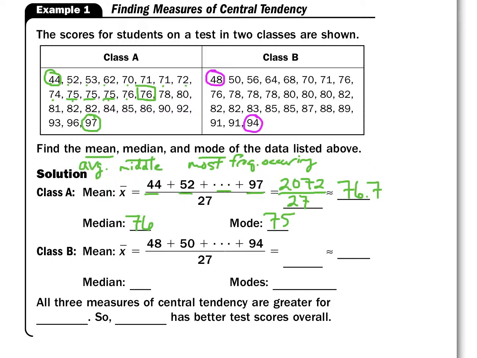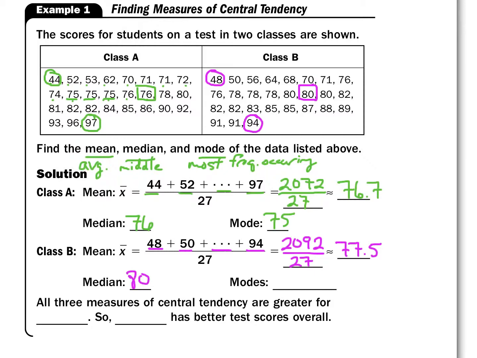Okay, for Class B, if I add up all of the terms, so 48, 50, etc., all the way up to 94, that gives me 2,092. Okay, divide that by 27, of course, same number of test scores, and that gives me a mean, an average of approximately 77.5. For the median, again, it's the 14th number. So if I count over, same position, we've got a median score of 80.